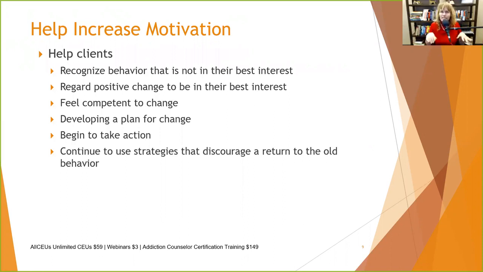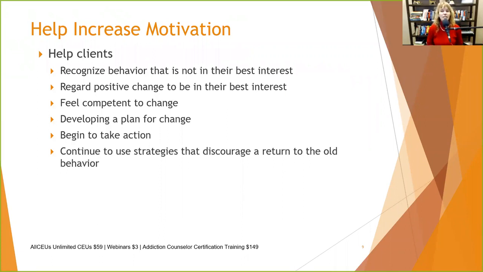And I don't get into the nitty-gritty unless they're really interested. But if I educate them about why it's important, why this positive change is in their best interest and will help them achieve their goals, then they're going to be more motivated to at least try it. It helps them feel competent to change when we are their cheering section, when we help them see why it's important, and we help them break it down into manageable increments so they can have successes.